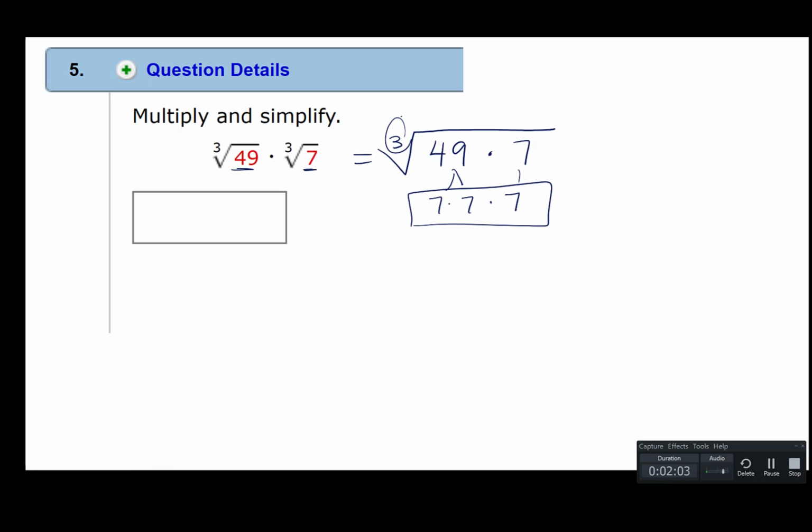Notice this is a cubed root. We only have 3 7s, only one survivor, so they escape, one survivor, and there is nothing left under the radical, and so 7 is your final answer.